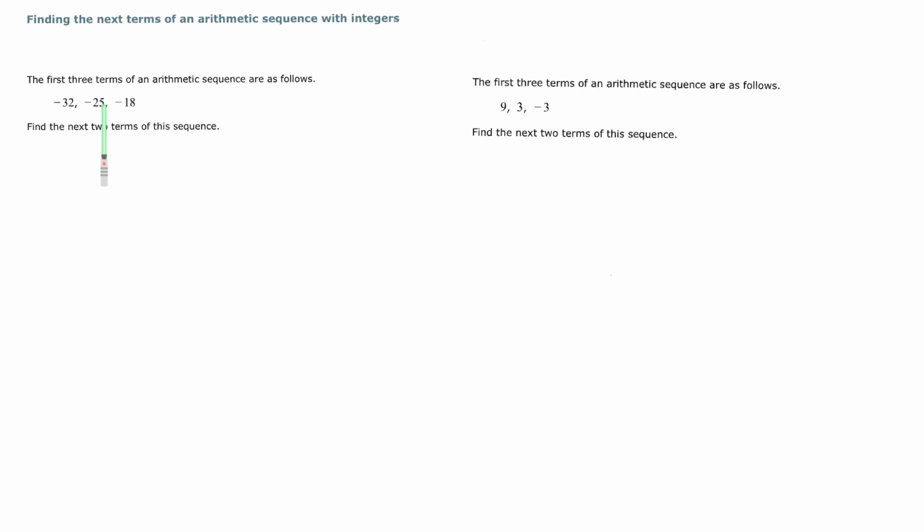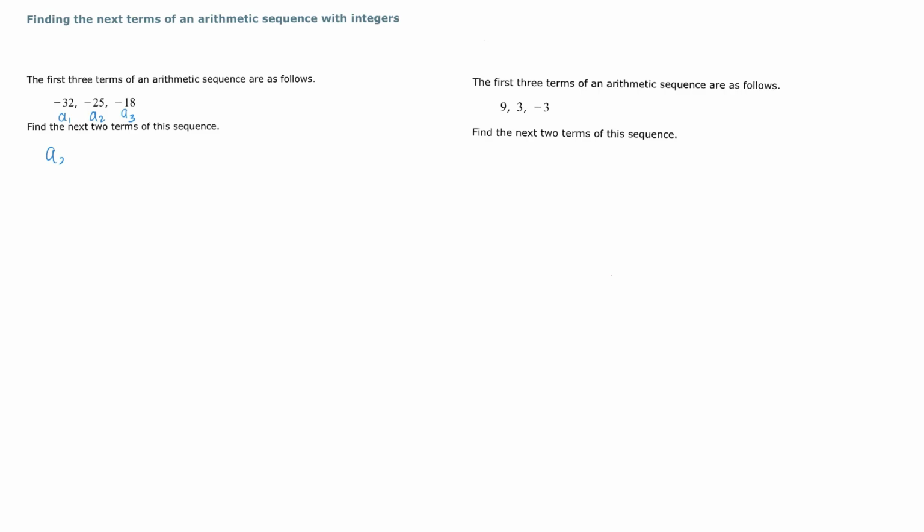Let's see. Here are the first 3 terms of an arithmetic sequence. We're going to find the next 2 terms. And what we want to do right now is label these. So this is a sub 1, the first term of the sequence, a sub 2, the second term of the sequence, and then a sub 3, the third term of the sequence.